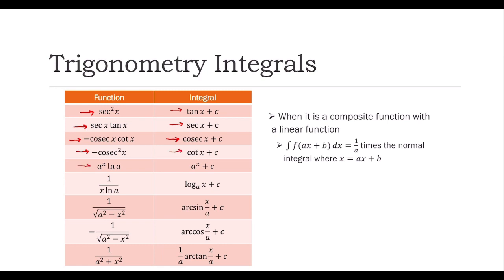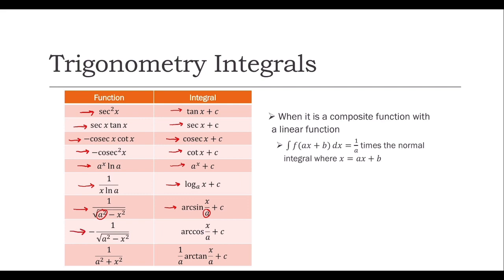The integral of a to the x ln of a is a to the x plus c. The integral of 1 over x ln of a is log base a of x plus c. The integral of 1 over the square root of a squared minus x squared is your arcsine of x over a plus c. So this time we have the a added in.